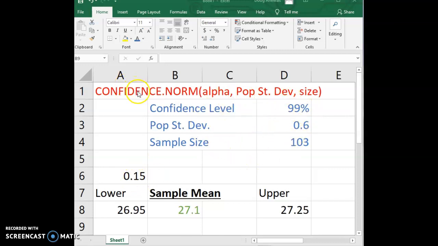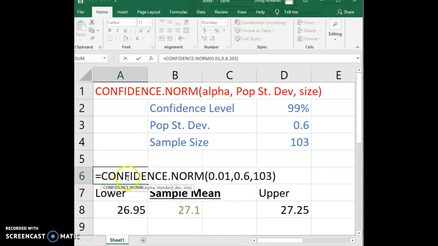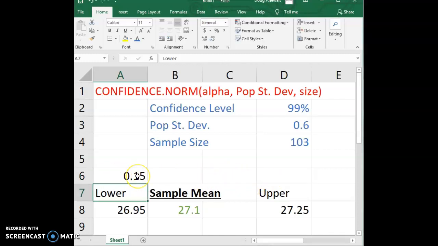In Excel, we can use this formula right here, equals CONFIDENCE.NORM. You enter in alpha, which is 100% minus your confidence level, so it's 1% here as a decimal, 0.01. Enter your population standard deviation, and then the third thing you enter is your sample size. And that gives you back the margin of error for creating your confidence interval.